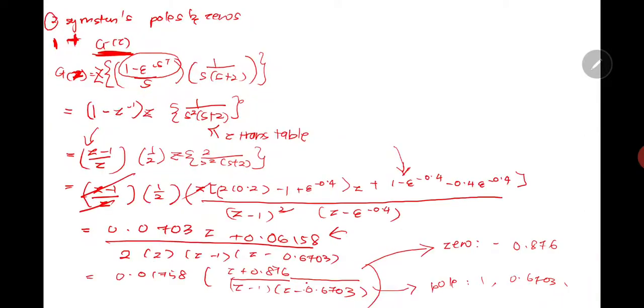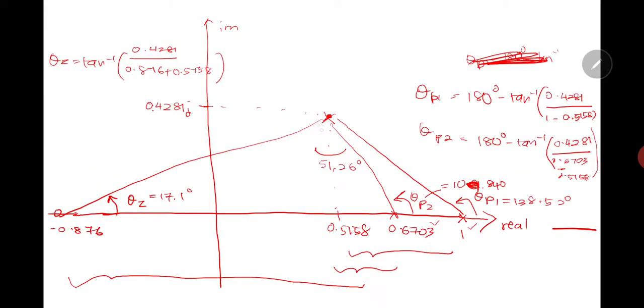Okay, so we draw a line for this 51.026 degree, and this point is beta. We would like to find what this beta is, and we can find it by using the trigonometry method. Just now we already have theta p2, and then we can find what the angle here is.